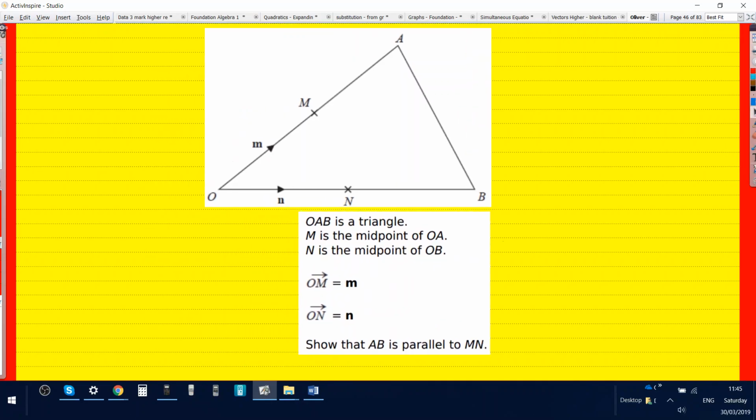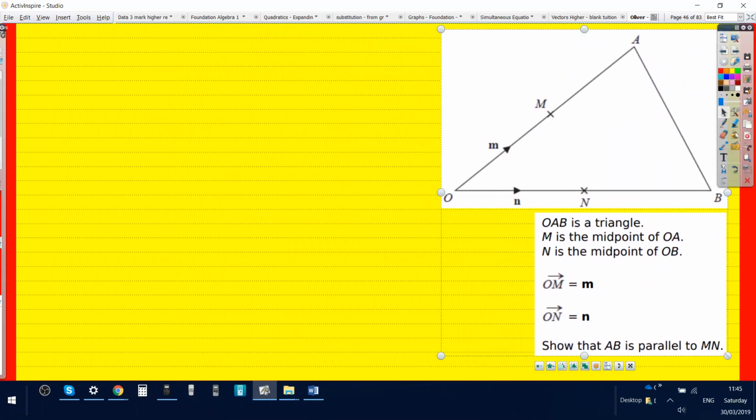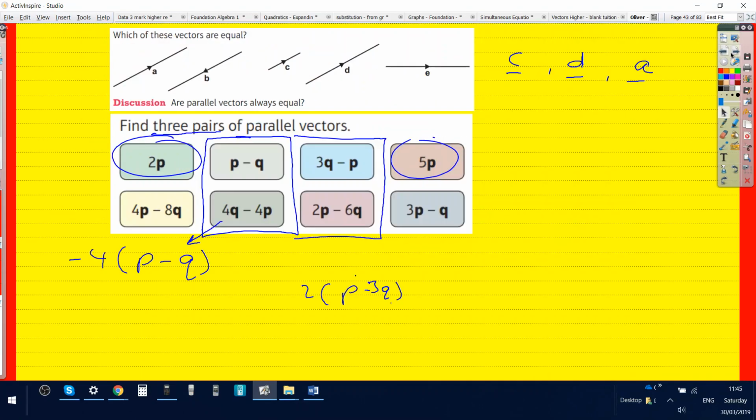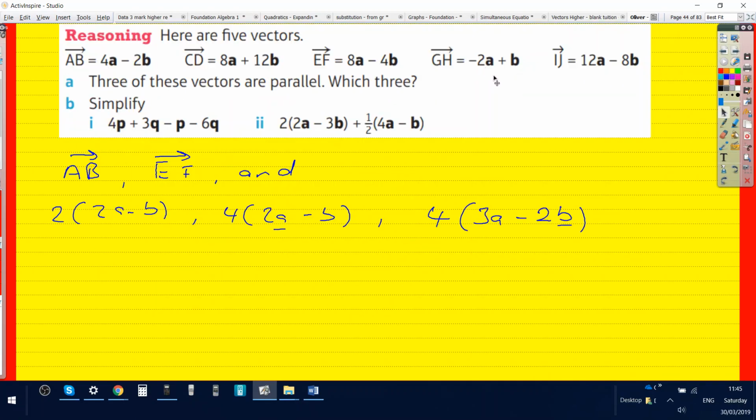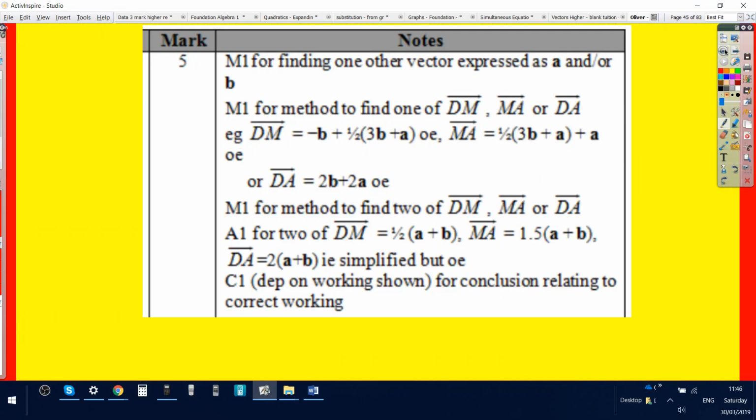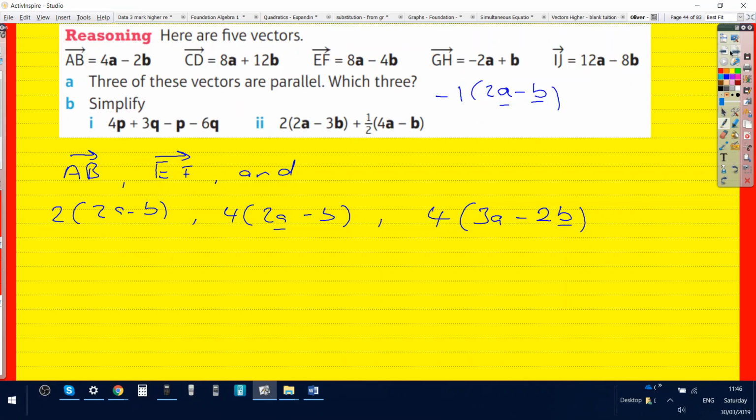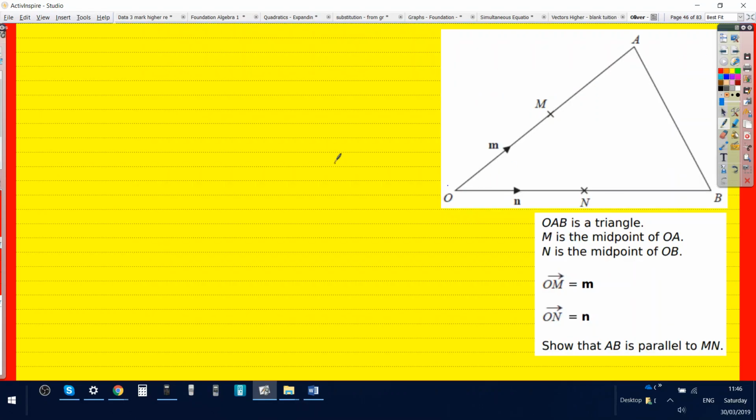Oh, what was it? GH? I don't know. You just fully factorize all of them. Okay. GH, yeah, it's probably GH. What is it? 2A minus B. Yeah, factorize out minus 1, and you get 2A minus B. All right. So when you get a question like that, just factorize them all and then see which ones have the same factor. Okay, this one.